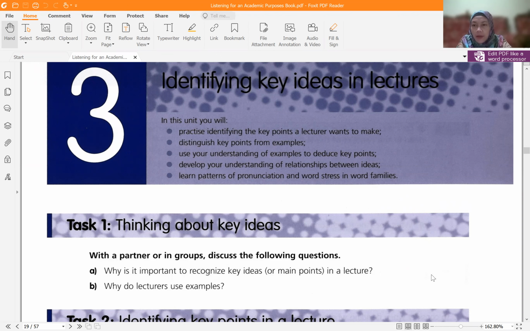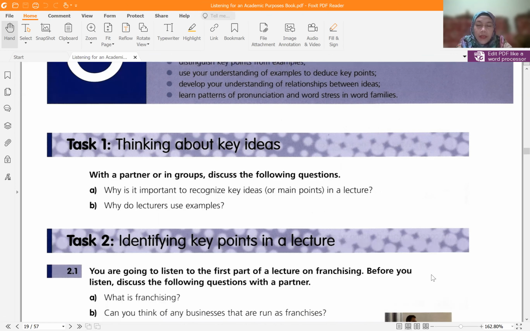If you see here, the objective of this lesson is that you will practice identifying the key points a lecturer wants to make, and then distinguish key points from examples, and then use your understanding of examples to deduce key points, and then develop your understanding of the relationship between ideas. And the last one, learn patterns of pronunciation and word stress in word families. But maybe for the last part we may not discuss it deeply. Now let's move on to the first task.